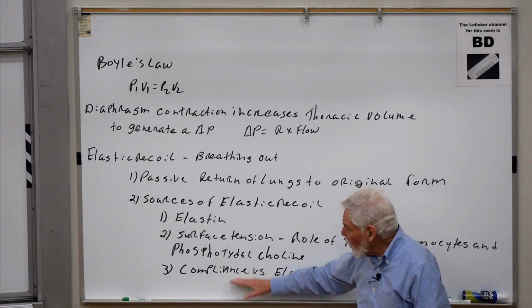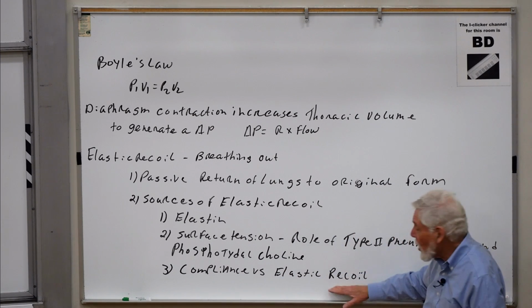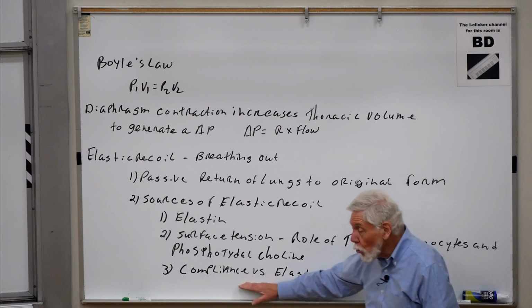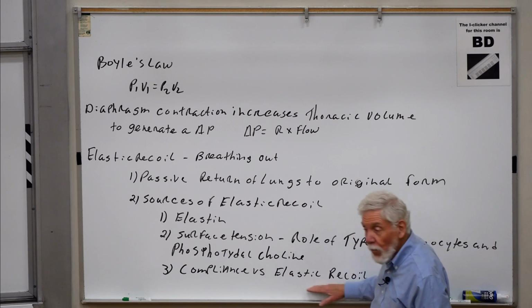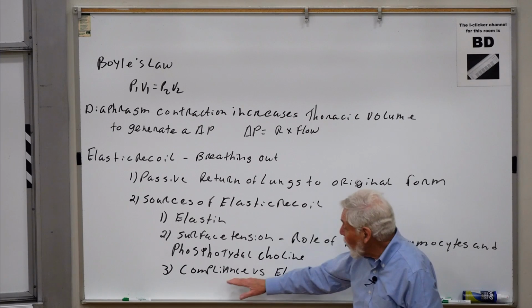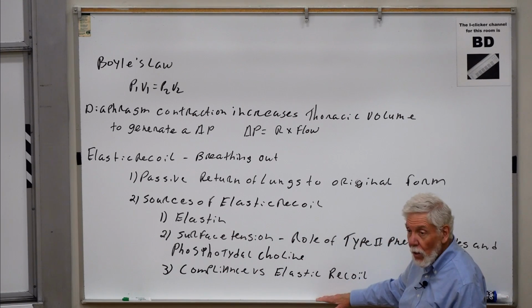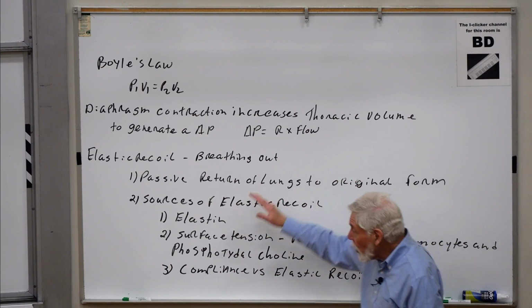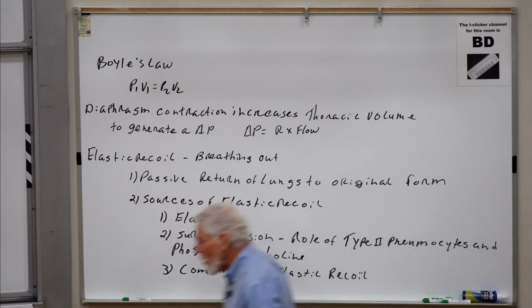That will bring us to a kind of formalization of compliance and elastic recoil. If you look at this mathematically, these are just the inverse of one another. So the higher the compliance, the lower the elastic recoil. The higher the elastic recoil, the lower the compliance. And we'll talk a little bit about that.